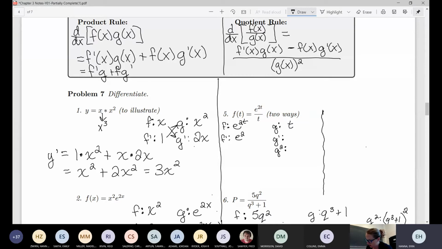So essentially we have e to the 2t times 2, because 2 is the derivative of 2t, or you think about it as bringing down that power from the e to the kt thing. What's the derivative of t? It's 1.